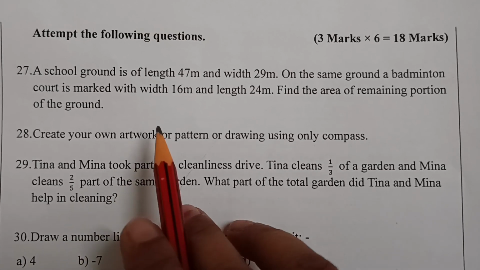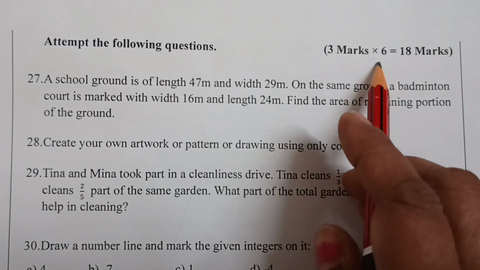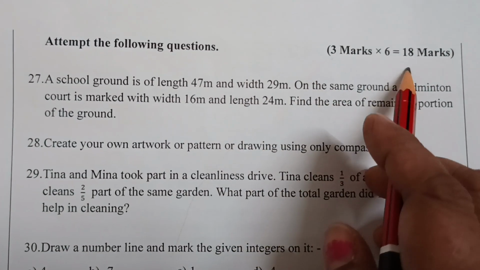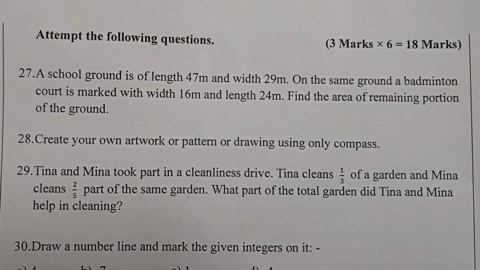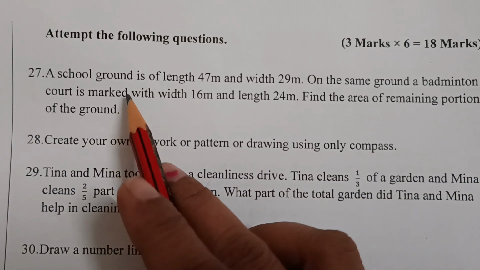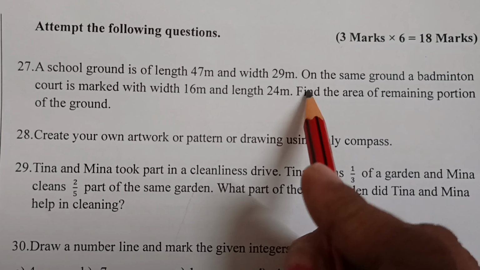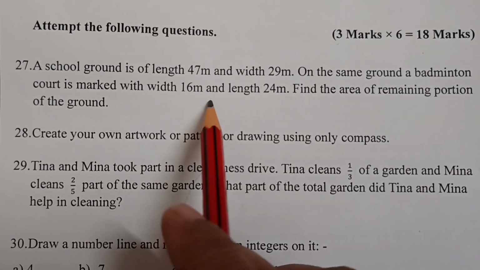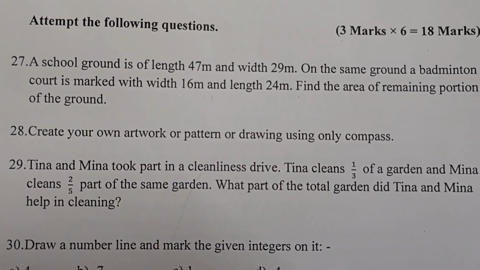Now we'll move to the next section. Attempt the following questions. Here 6 questions are given and 3 marks each. So total 18 marks. You have to solve all the questions. All the questions are compulsory. Question number 27. A school ground is of length 47 meter and width 29 meter. On the same ground, a badminton court is marked with width 16 meter and length 24 meter. Find the area of the remaining portion of the ground.